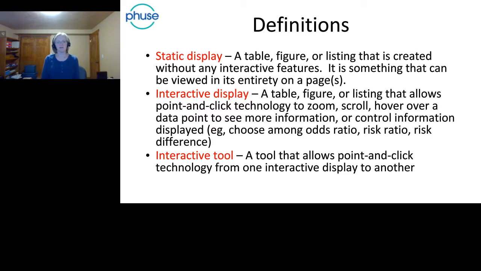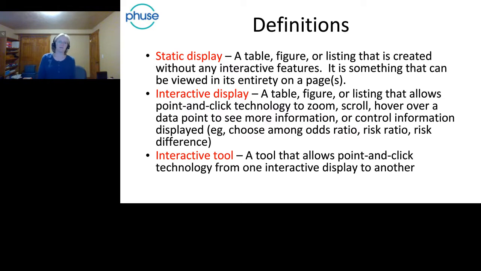So a static display is a table, figure, or listing that's created without any interactive features, right? It's something that's viewed on a page, right? And this is what most of us are doing today when we create our study reports and submissions. We create tables and figures and listings that can fit on a page. So even though we may not be printing these pages so much any longer, they're on digitized paper, right? They're still fitting on a PDF.